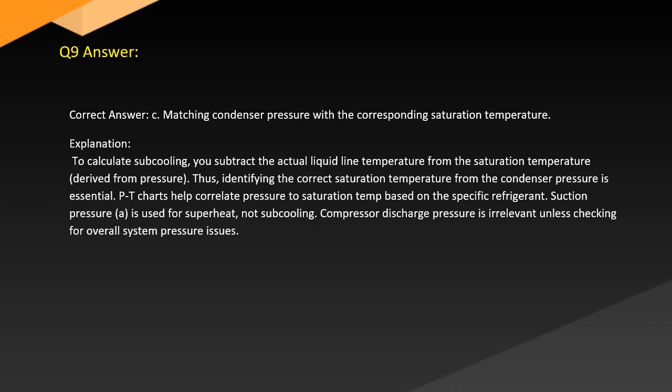Answer. Correct answer: C. Matching condenser pressure with the corresponding saturation temperature. Explanation: To calculate subcooling, you subtract the actual liquid line temperature from the saturation temperature derived from pressure. Thus, identifying the correct saturation temperature from the condenser pressure is essential. PT charts help correlate pressure to saturation temperature based on the specific refrigerant. Suction pressure is used for superheat. For subcooling, compressor discharge pressure is irrelevant unless checking for overall system pressure issues.